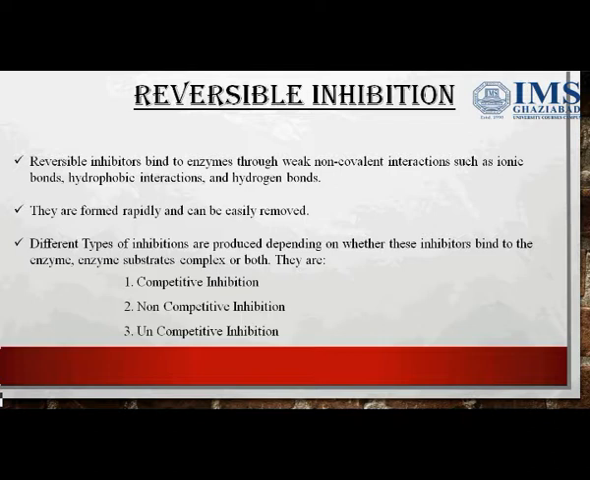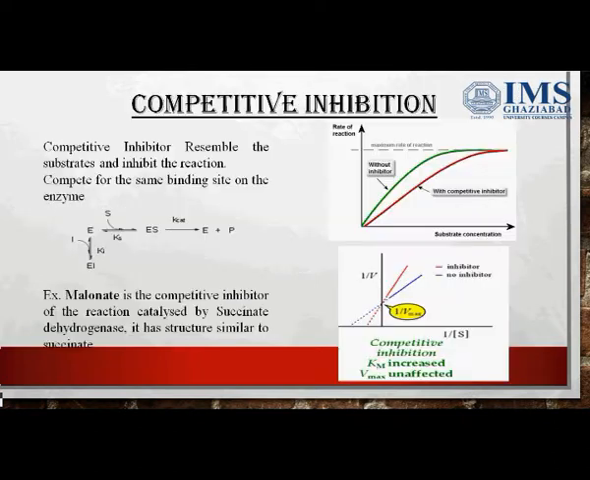Different types of inhibition are produced depending upon whether these inhibitors bind to the enzyme, the enzyme substrate complex, or both. They are categorized into three types: competitive inhibition, non-competitive inhibition and uncompetitive inhibition. Now, let us start with competitive inhibition. Competitive inhibitors resemble the substrate and inhibit the reaction. Since they have structural similarity, they will compete for the same binding site on the enzyme molecule, that is the active site.